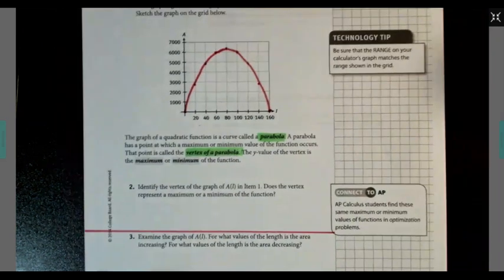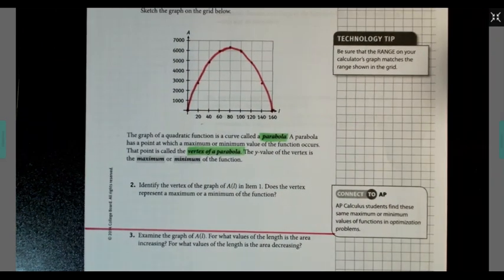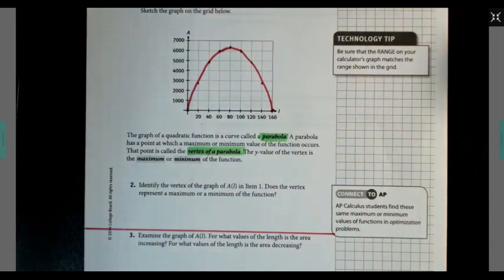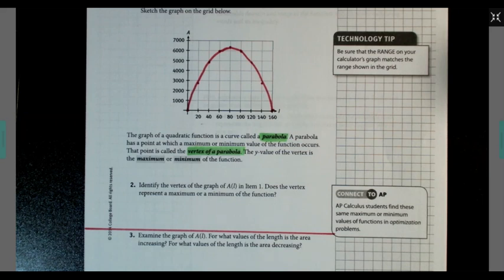Okay. Number 2. The graph of a quadratic function is a curve called a parabola. A parabola has a point at which a maximum or minimum value of the function occurs. The point is called the vertex of a parabola. The y value of the vertex is either the max or the min of the function. Identify the vertex of the graph A of L in item 1. Does the vertex represent a max or a min of the function?